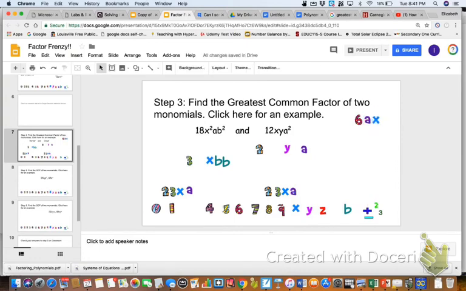So again, the way I got that, I factored both of them, broke them down into their smaller factors. I pulled out what they had in common, and then I took what they had in common and made it back into a monomial. Because they both had a 2 and a 3, that means their greatest common factor is a 6, because we're looking for greatest, which means we need to multiply those factors back together again. They both had an x and they both had an a. So their overall greatest common factor is 6ax.